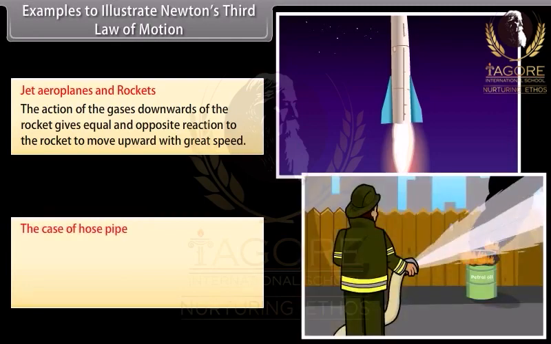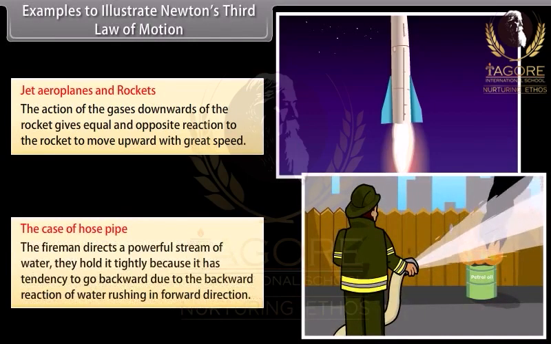The case of the hose pipe. The fireman directs a powerful stream of water. They hold the hose tightly because it has a tendency to go backward due to the backward reaction of the water rushing in the forward direction.